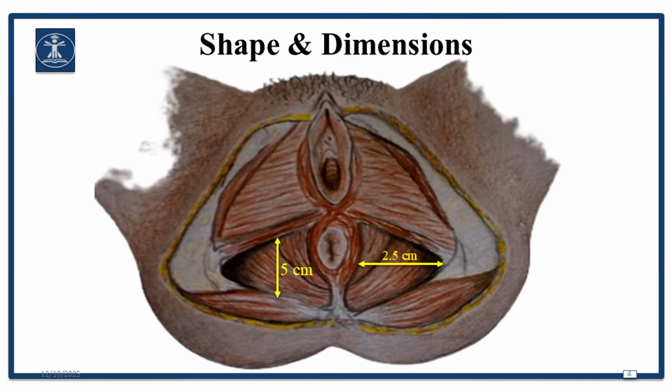There is a measurement to the Ischioanal Fossa. We have the measurement that goes from the ischial tuberosity to the external anal sphincter, and the measurement is called the width measurement, which is 2.5 centimeter. Another measurement is the one that goes from the anterior to posterior, and it is measured 5 centimeter, which is called the length. That is the length, 5 centimeter.